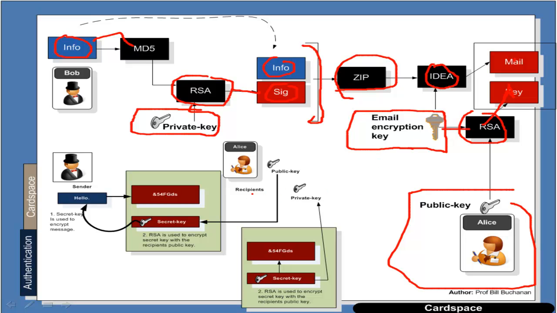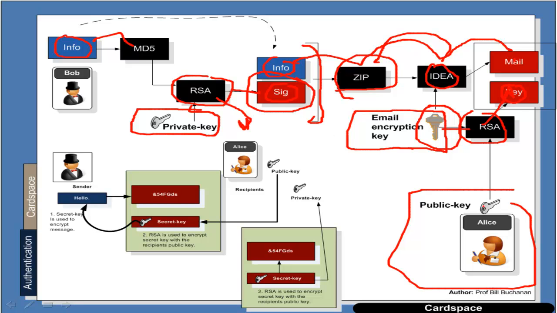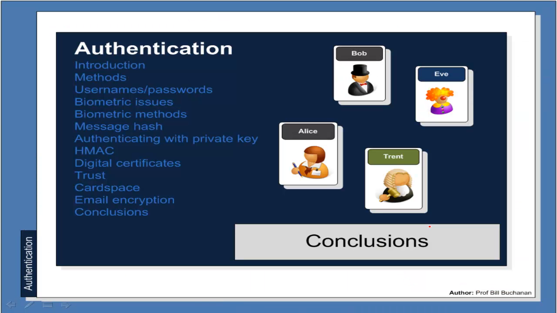On the other side, Alice will use her private key to decrypt the key and get the session key from it. She will then be able to decrypt the email, unzip, get this back, take the signature, use Bob's public key to decrypt the hash, and then identify both Bob and the message.